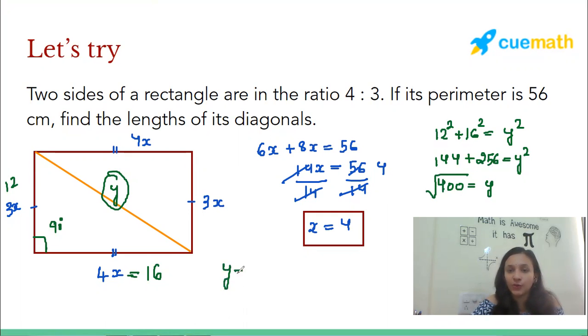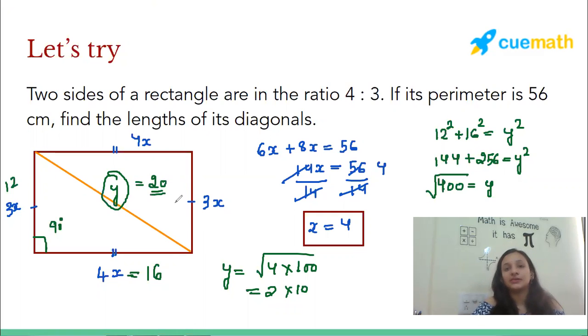How would you find it? I'll tell you how to find the square root of 400. You can write it as a product of 4 times 100. Now both of these are perfect squares. Square root of 4 is 2. Square root of 100 is 10. So 2 times 10 is 20. So the length of its diagonal is 20. Okay. So that's how you solve this problem. I hope this is clear with everyone. If at all any doubts, please put it in the chat box and we'll be reverting there.